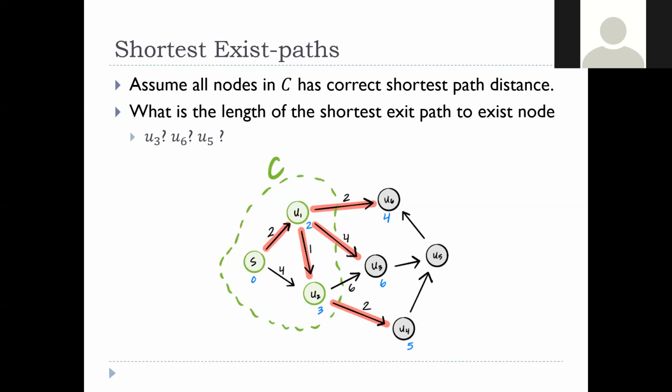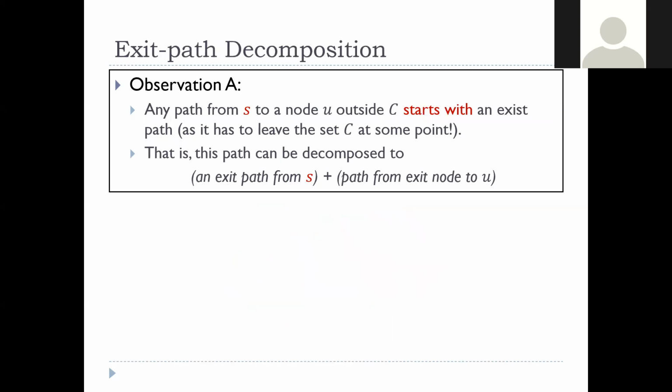Okay, all right. Some observations about this exit path. The first one is that any path from S to a node U outside C has to start with an exit path.